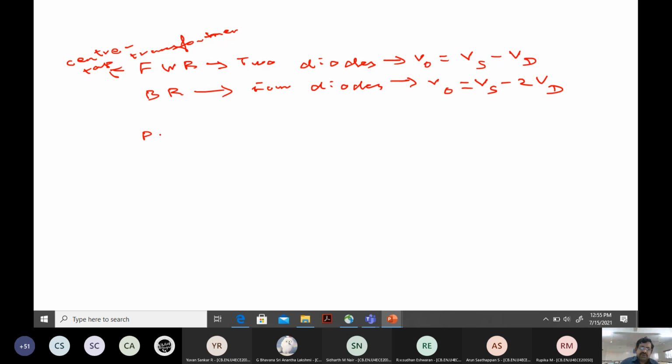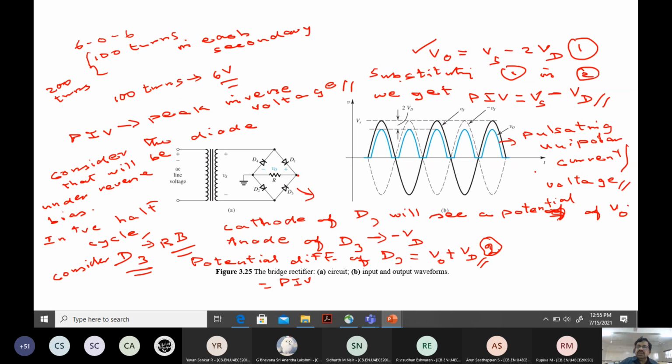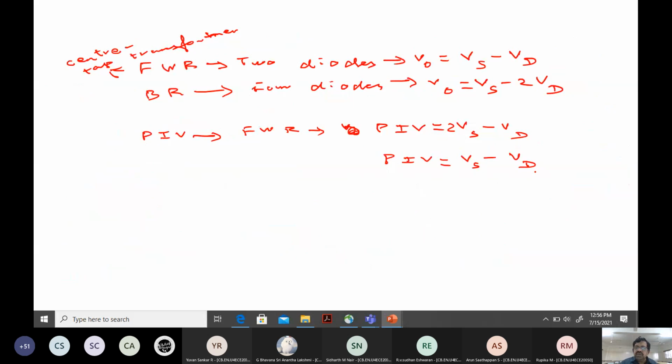Now the second thing, peak inverse voltage, that is the maximum voltage that the diode can withstand. So if I look at the full wave rectifier configuration, the peak inverse voltage will be 2Vs minus Vd, if you remember. Whereas here, for the bridge rectifier, it will be Vs minus Vd. Look at here, it is Vs minus Vd. There it is 2Vs minus Vd.